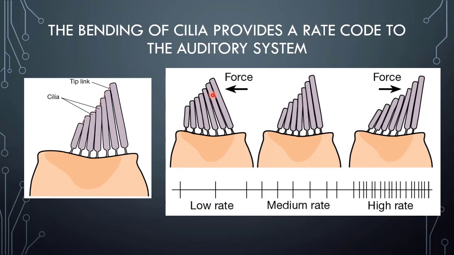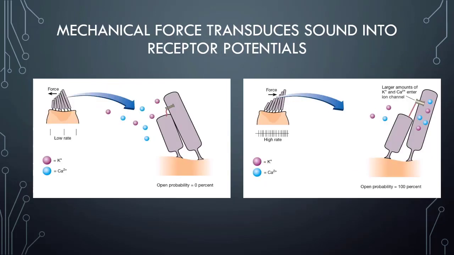So they have a preferred direction where if they are bent from the tallest towards the smallest, then that actually shuts them down, and that will eventually create a low rate of firing. Whereas if they're bent from the smallest towards the tallest, then that's their preferred direction and creates a high rate of firing. And all of this has to do with some hair-like threads that actually kind of connect these tall and small cilia called tip links.